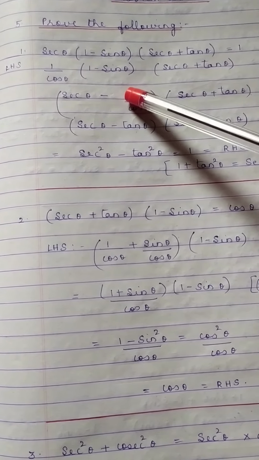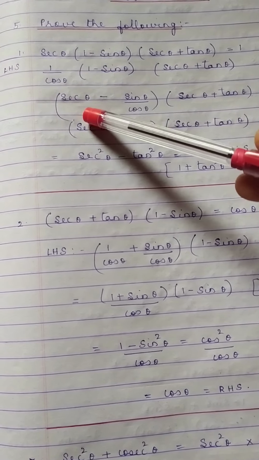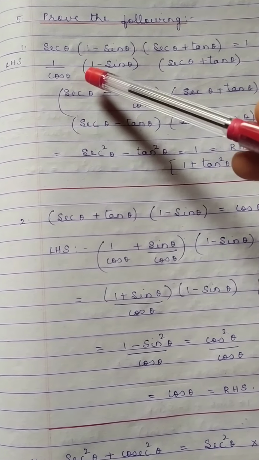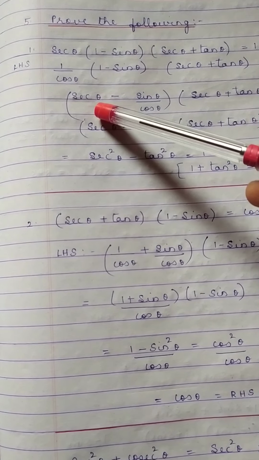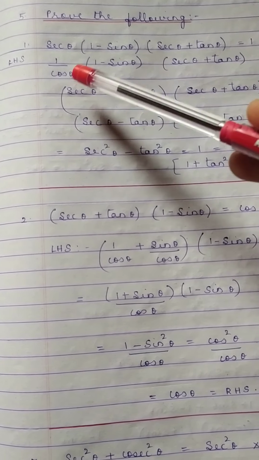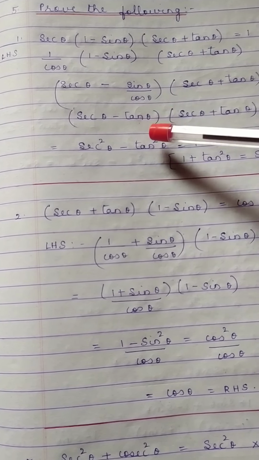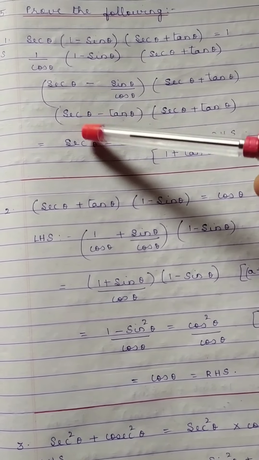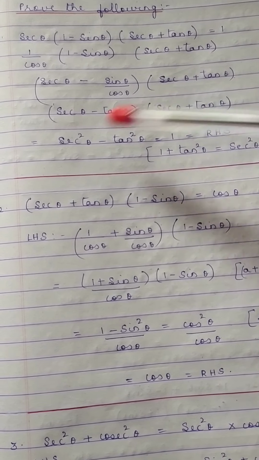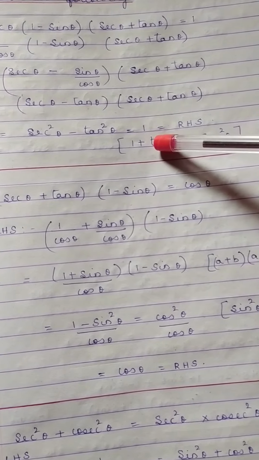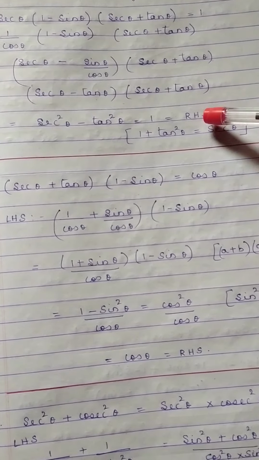Now in the LHS, write secant theta as 1 by cos theta. When you multiply it with 1 minus sin theta, 1 by cos theta into 1 is 1 by cos theta, which is secant theta. 1 by cos theta into minus sin theta is minus sin theta by cos theta, which is tan theta. So I have (a minus b) into (a plus b), a square minus b square, and from this identity I get my answer 1, which is the RHS.